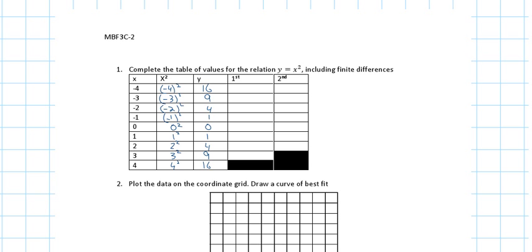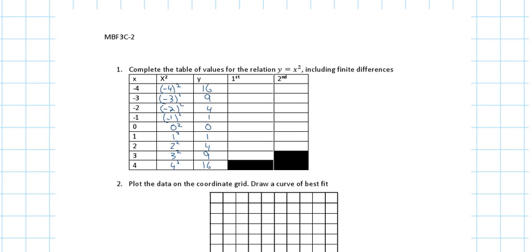So you see that with the negative, I had to put it in brackets, right? Even on your calculator, you have to make sure that you have bracket -4 close bracket squared. It gives you 16 because it's -4 times -4. It gives you a positive 16. So the equation is y equals x squared, and I'm plugging in the x values to get the y values.